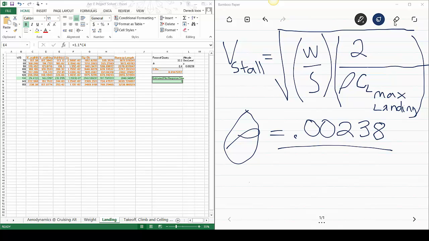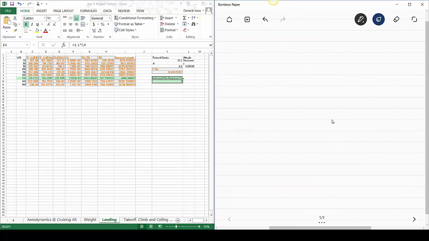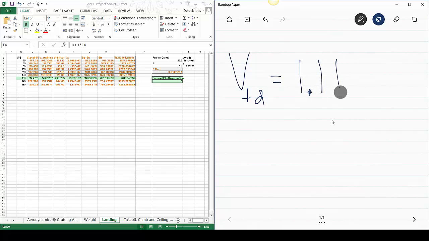Now moving on to your touchdown velocity, we're going to also be doing that in feet per second. Your touchdown velocity is 10% greater than your stall velocity. So VTD is equal to 1.1 times V stall. As you can see here, I have V stall, for example, in cell C3. Now VTD is calculated as 1.1 times C3, and for the next one it's 1.1 times C4, 1.1 times C5, and so on and so forth down the line.